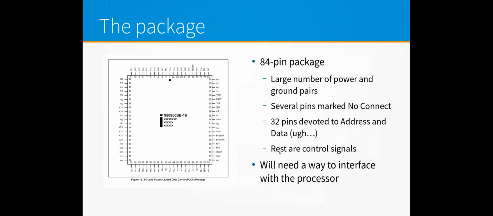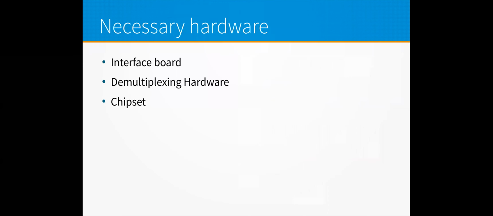So we have a processor, and now we need a way to actually interface with the processor itself. I could solder to the legs, but that's a bad idea. We need an interface board of some kind. So there's some necessary hardware, and this is what the rest of the talk is going to be about. I'm going to go through my adventures in making an interface board, demultiplexing hardware and demultiplexer, and the chipset. You can't see my hands right now, but I'm doing the quotation fingers for chipset.